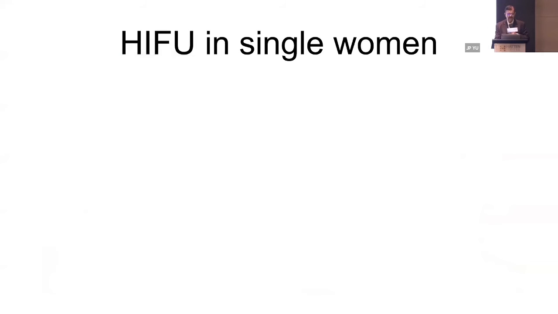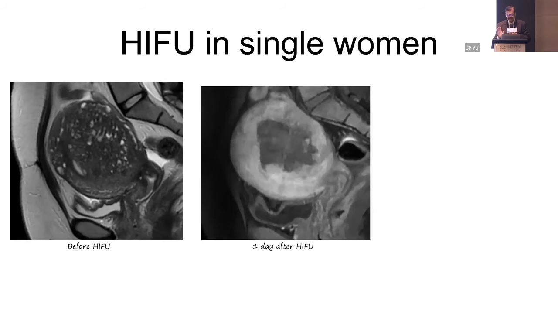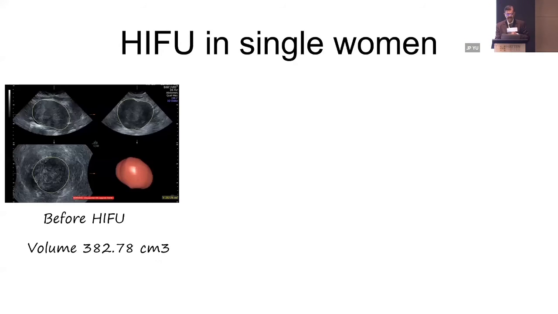I'll give you an example of one of my patients. This is a young girl, only 24 years old, with severe adenomyosis. We did the ablation. This is 1 day after the treatment. And this is 3 months. The uterus was beautiful, it was small, and it was very nice. And the patient disappeared. So this was the volume of the uterus before the HIFU treatment.